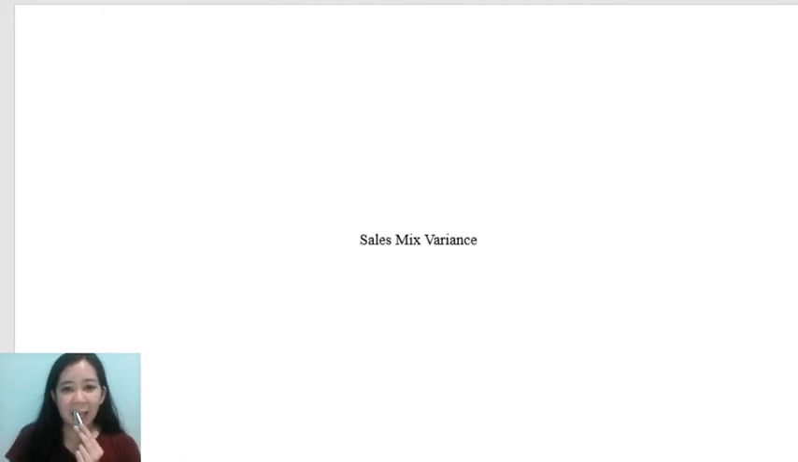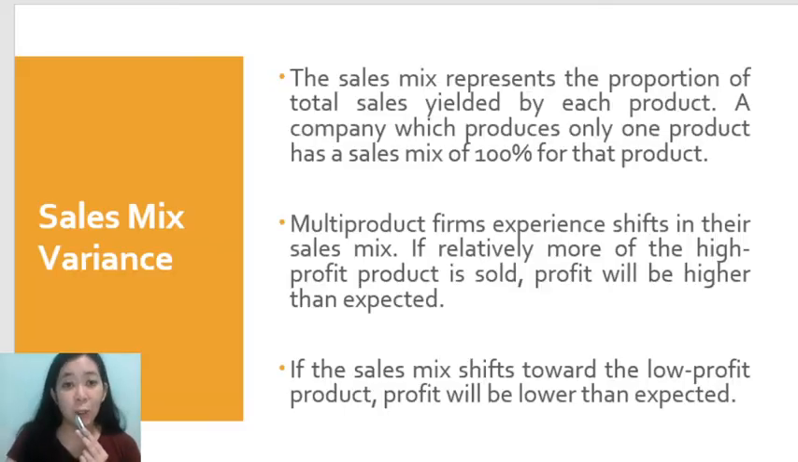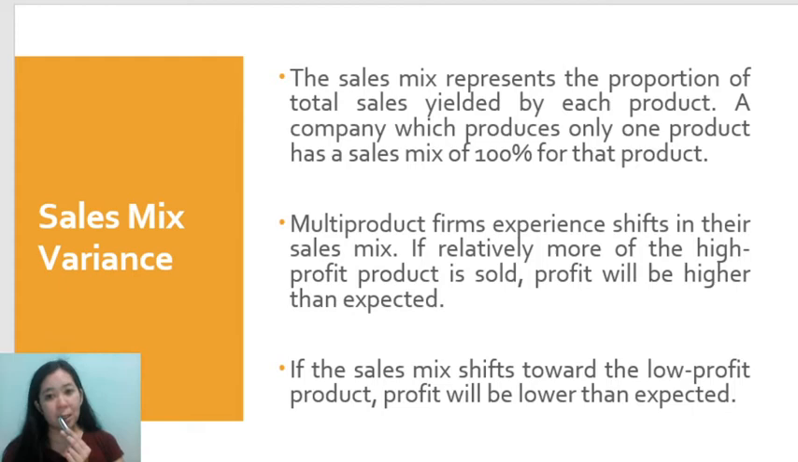Okay, so the next variance is sales mix variance. Normally, sales mix variance is applicable for the multi-product setting, if you could still remember in our CVP analysis. Sales mix represents the proportion of total sales yielded by each product. So a company which produces only one product has a sales mix of 100%, of course.